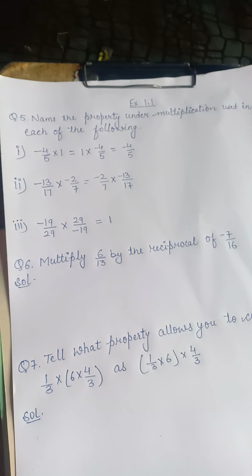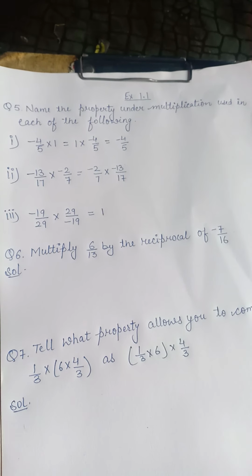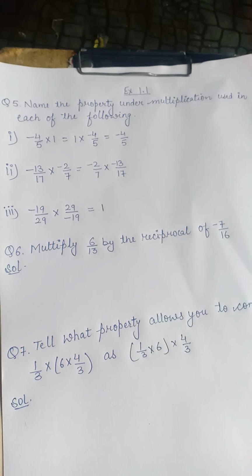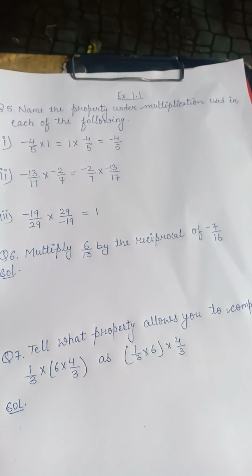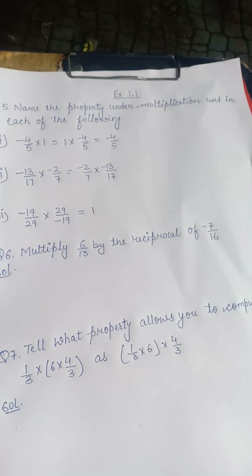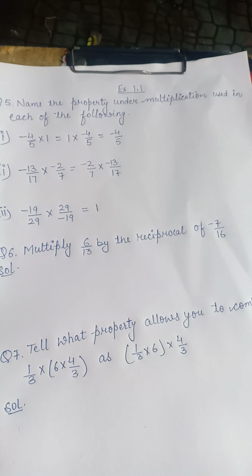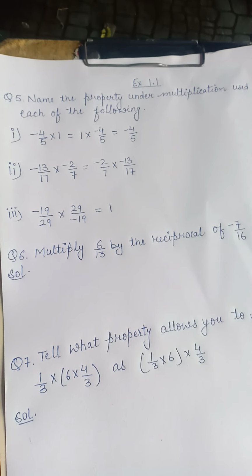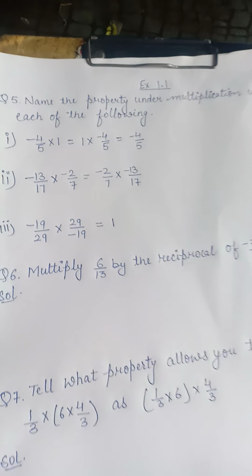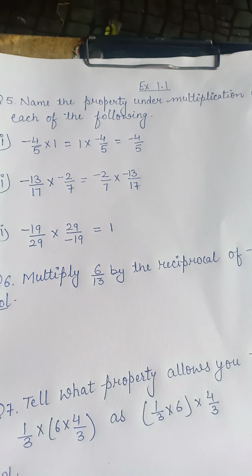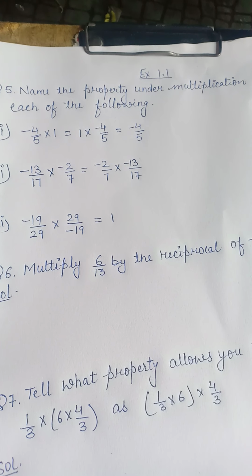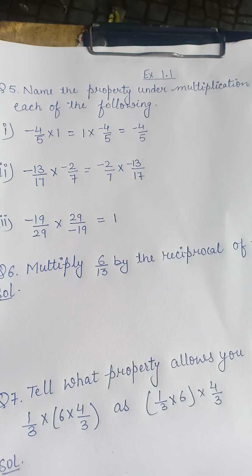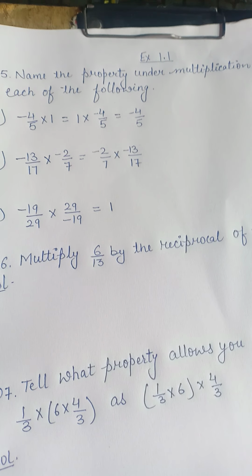Exercise 1.1. We have to start with question number 5, as questions 1 to 4 we have already done. Question number 5 is: name the property under multiplication used in each of the following. The first part is minus 4 upon 5 multiplied with 1 equals 1 multiplied with minus 4 upon 5 equals minus 4 upon 5.